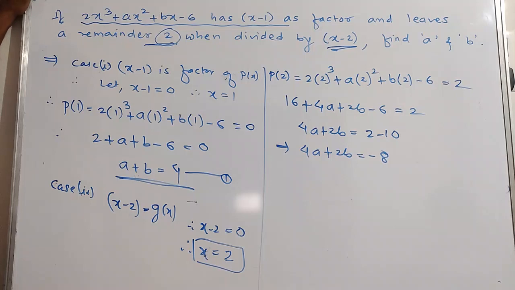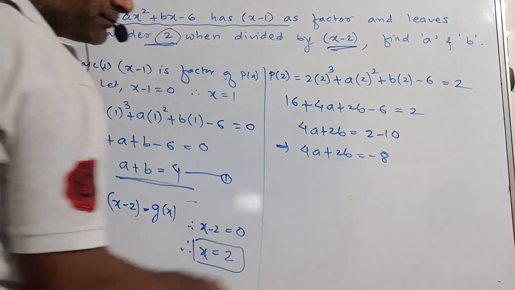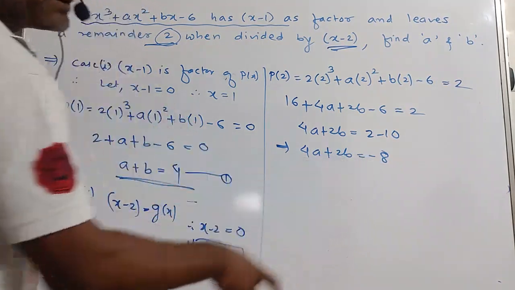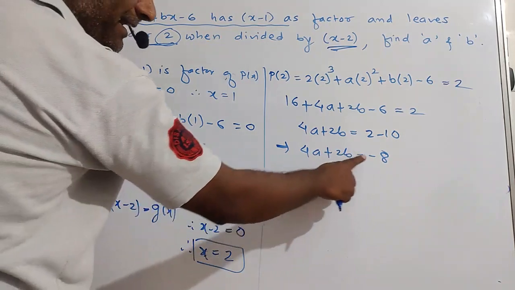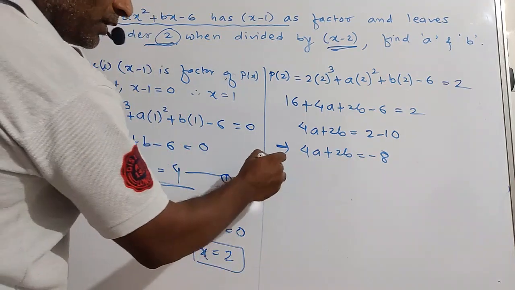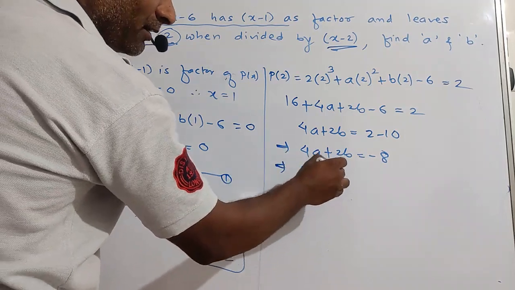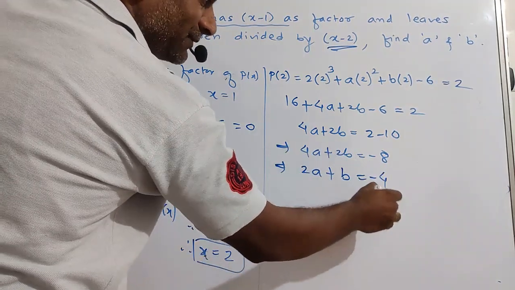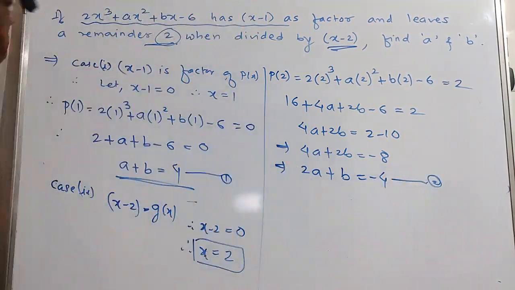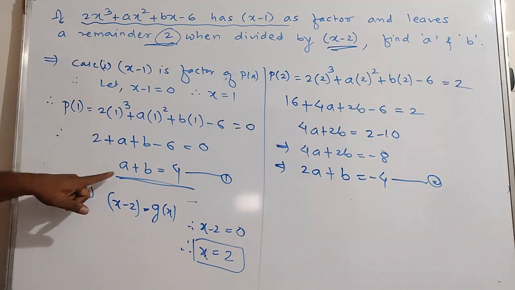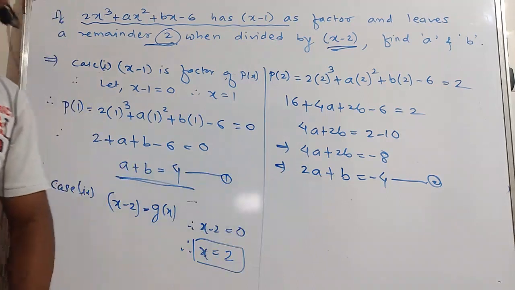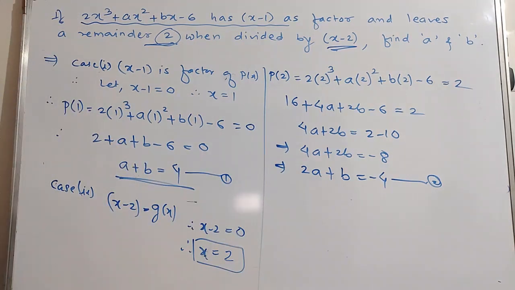Okay. I can divide this entire equation by 2, because 2 fours are 8, 2 ones are 2 and 2 twos are 4. So I will get 2a + b = −4, and this will be my second equation. So like this I got two equations here. The first equation is a + b = 4. And the second equation is 2a + b = −4.